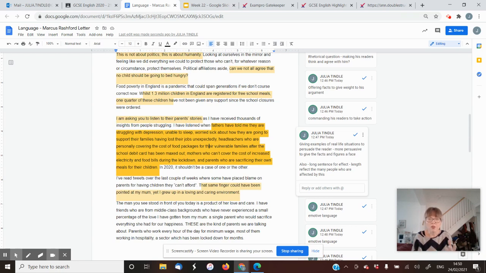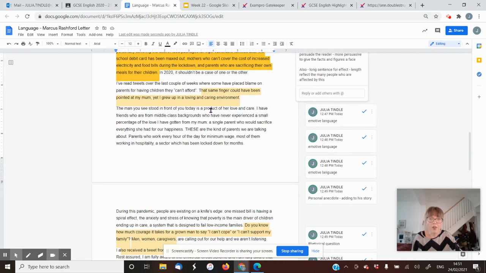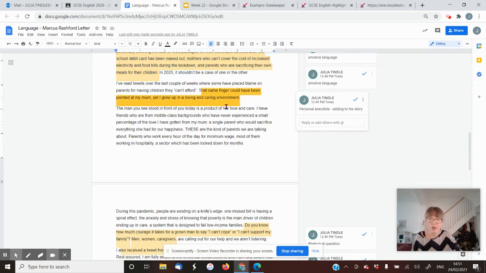And also, on top of that, that long sentence, which is very difficult to read, physically very difficult to read, but also very difficult emotionally to read. So all of those people that are having those struggles. So that's a really long sentence for effect, which is that the length of the sentence reflects how many people are being affected by this.